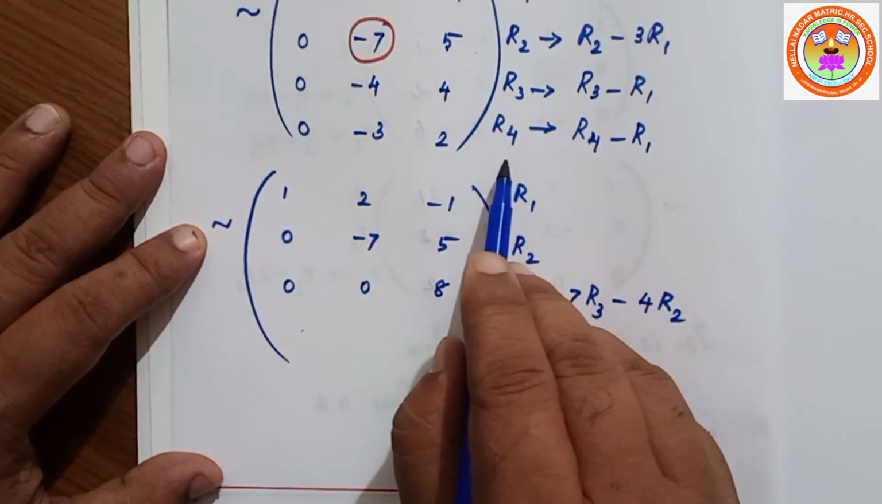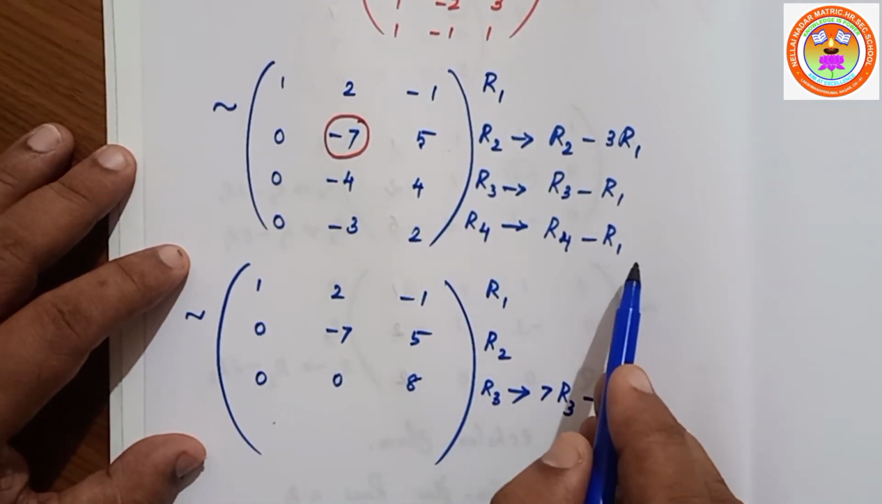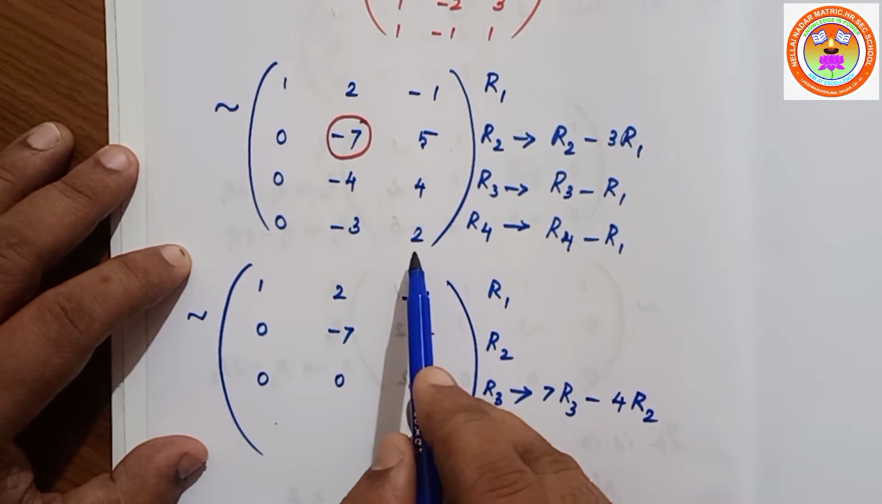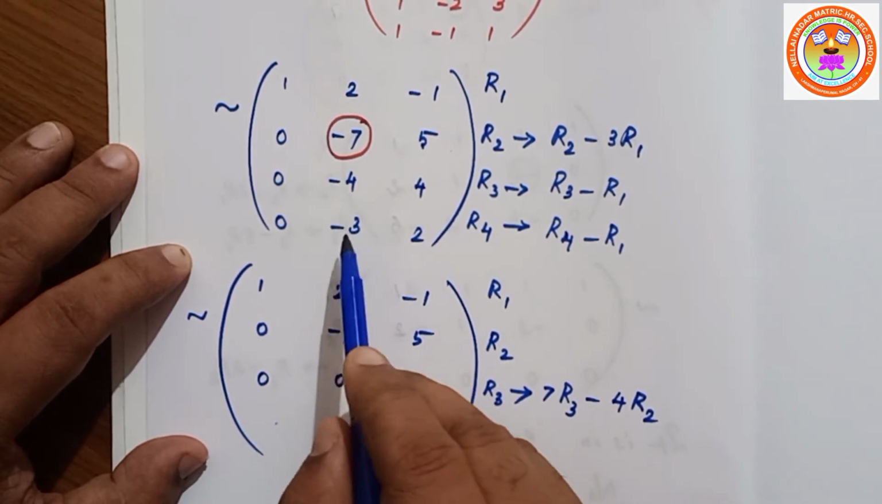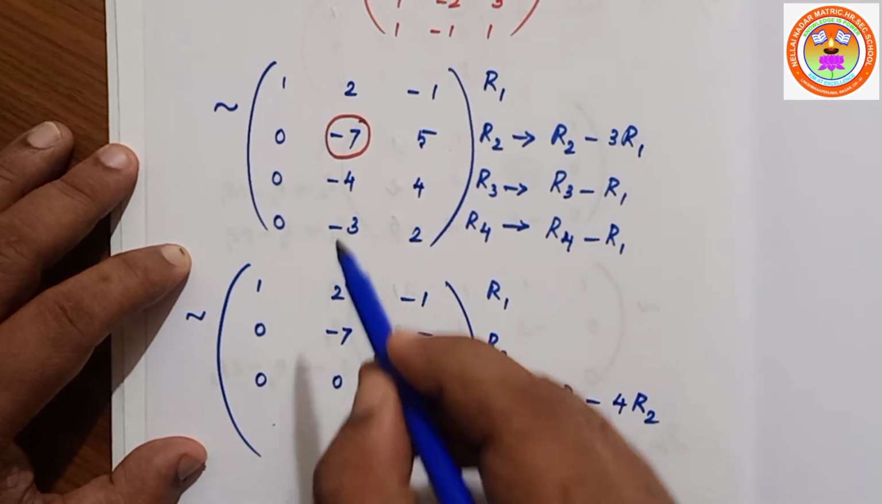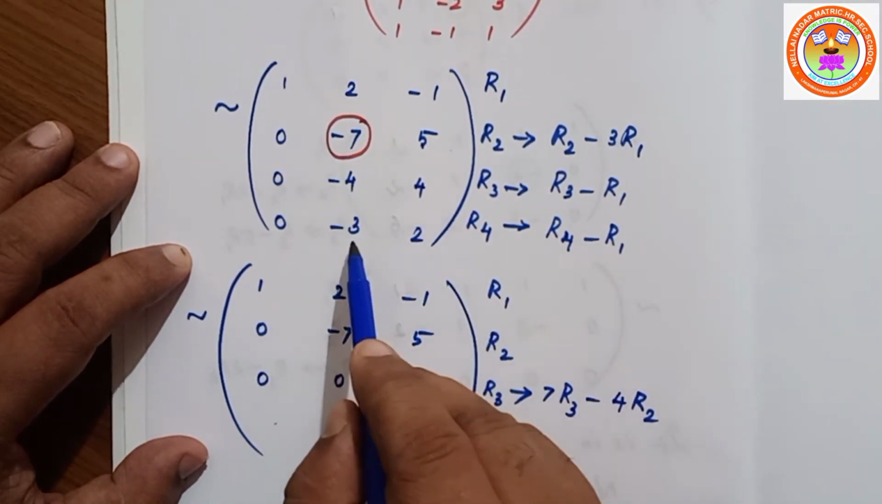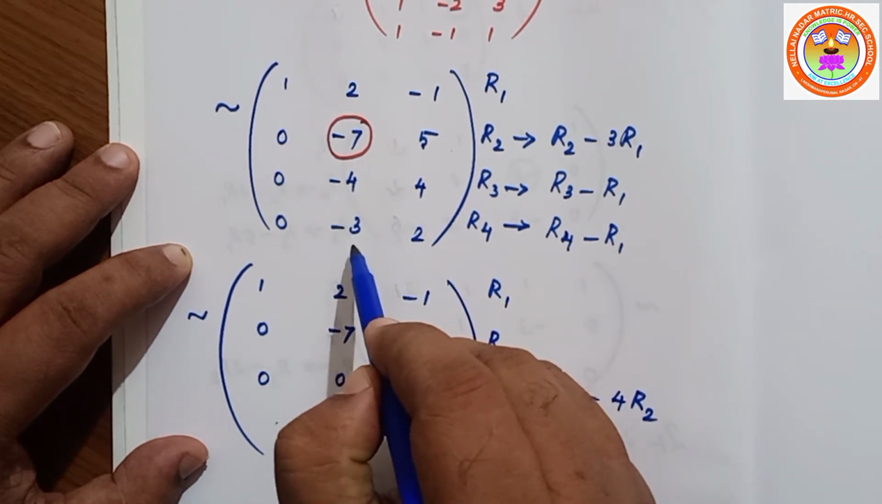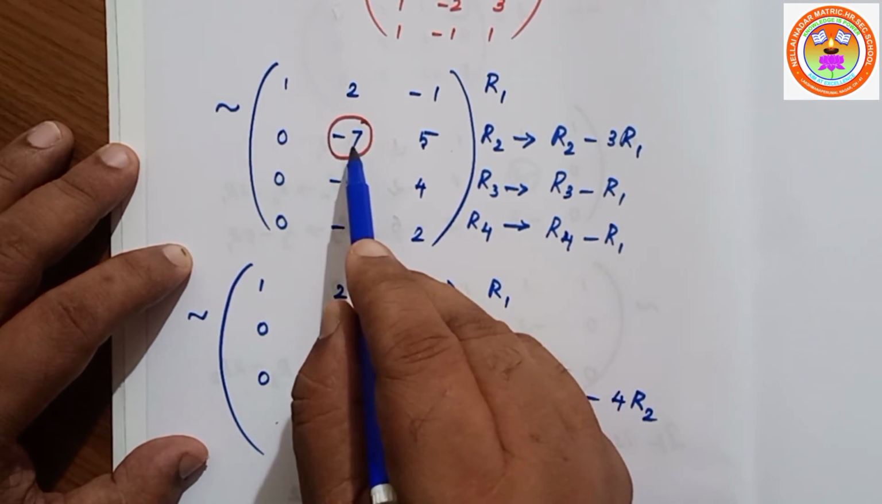Next, R4 implies R4 minus R1. Sorry, that one is over. Here, we have to make this element as 0, correct? So, R4 implies, with the help of this number only, you have to make this element as 0. So, we have 3, we have 7 here. It should be multiplied by 7. It should be multiplied by 3.